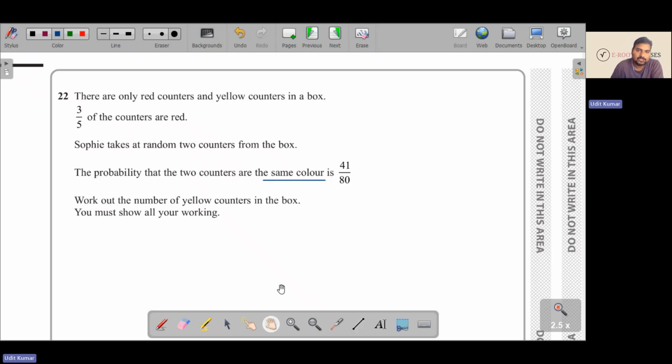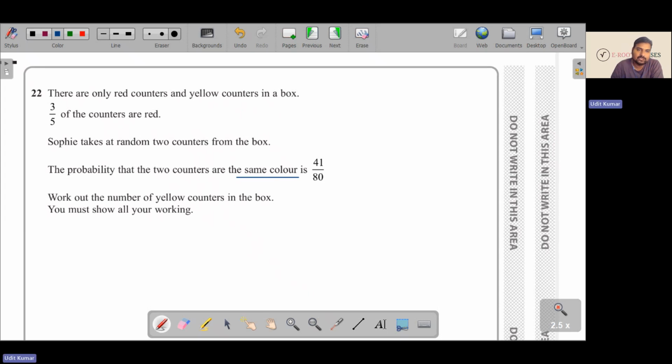Okay, so in this question, the first thing to notice is that the total number of counters in the box is nowhere mentioned. The only thing mentioned is that 3/5 of the counters are red, which obviously means that 2/5 of the counters will be yellow. So there are red counters and yellow counters: 3/5 are red and 2/5 are yellow. Now, 3/5 of what?